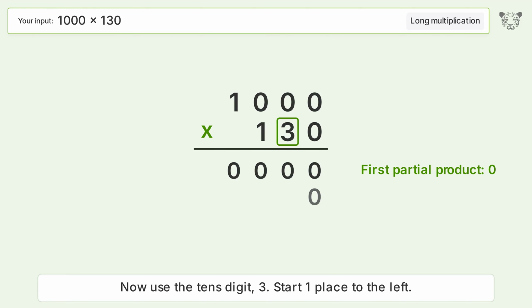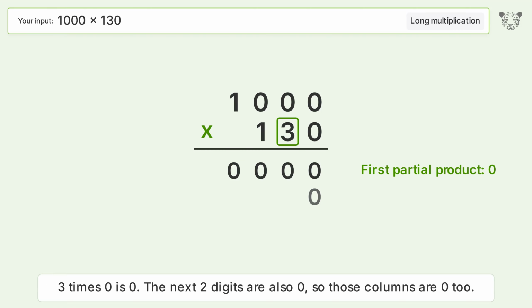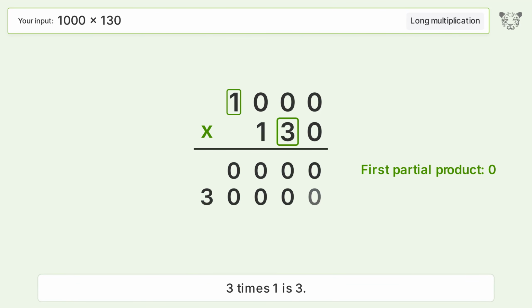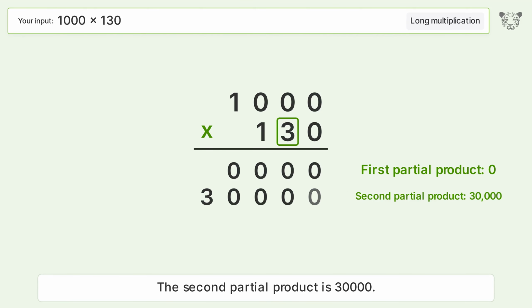Now use the tens digit, 3. Start one place to the left. 3 times 0 is 0. The next two digits are also 0, so those columns are 0 too. 3 times 1 is 3. The second partial product is 30,000.